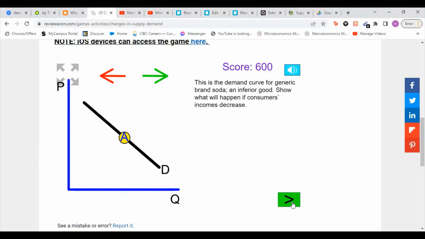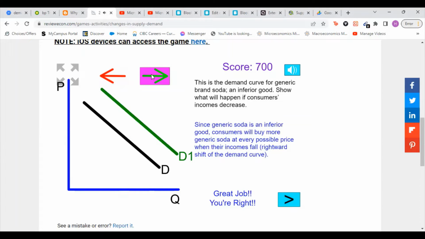Then this is demand curve for generic brand soda, inferior good. Show what would happen if consumers' incomes decrease. What would happen? So it would shift right. You got it. Because it's an inferior good, they buy more of it when they have less money.